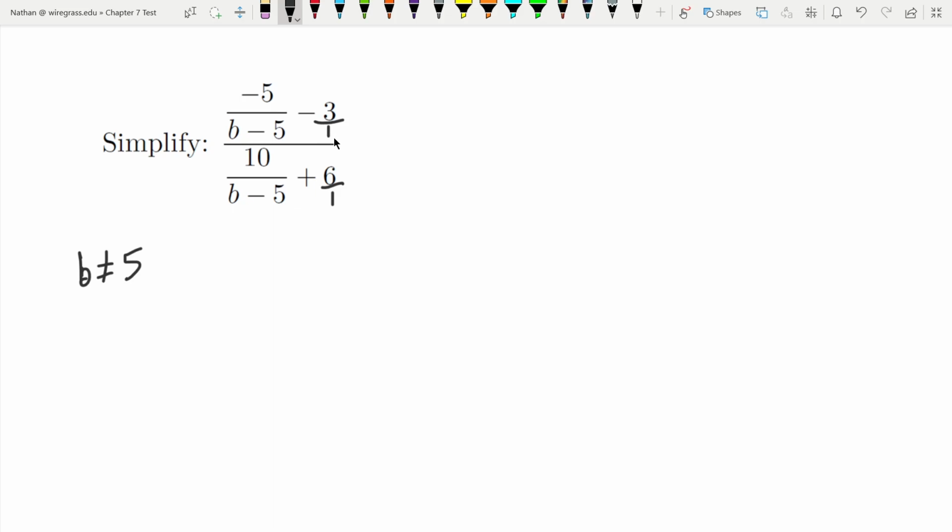5. This is a 1, so this can take any denominator. This one has a b minus 5, so this one needs a b minus 5 to get a common denominator there. So I'm just going to multiply everything by b minus 5 on top and bottom. And I can do that because I'm multiplying on top and bottom.